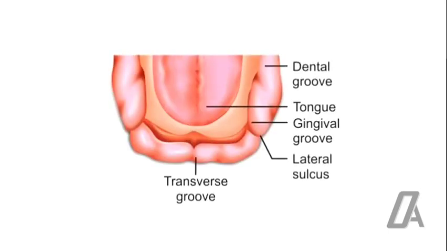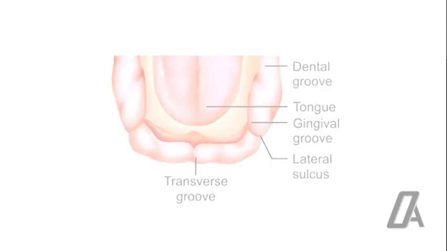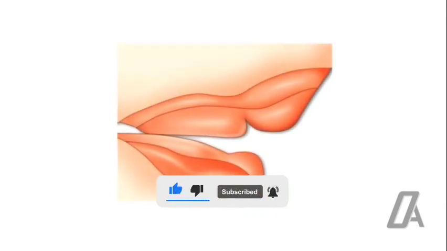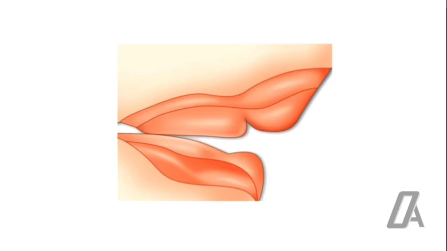Mandibular gum pads. The lower gum pads are U-shaped and slightly everted at the front. Like the maxillary pads, they're divided into 10 segments, but these are less distinct. Relationship between maxillary and mandibular gum pads. The relationship of the gum pads at this stage is arbitrary. There's no fixed occlusal contact.